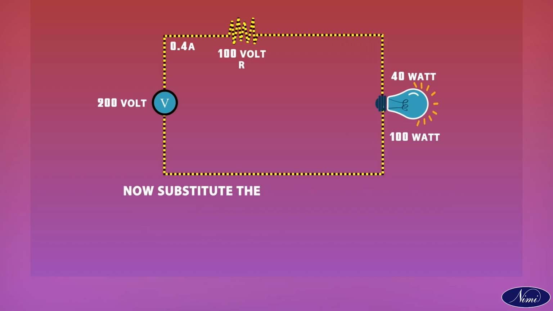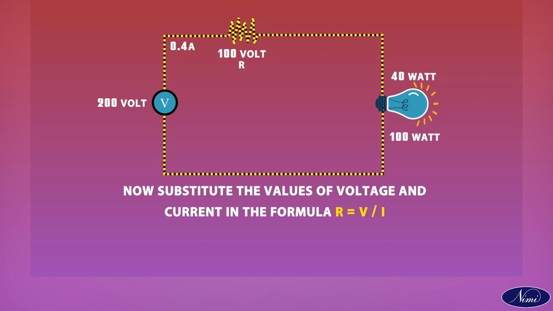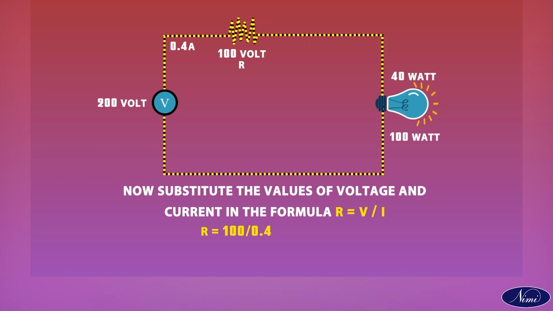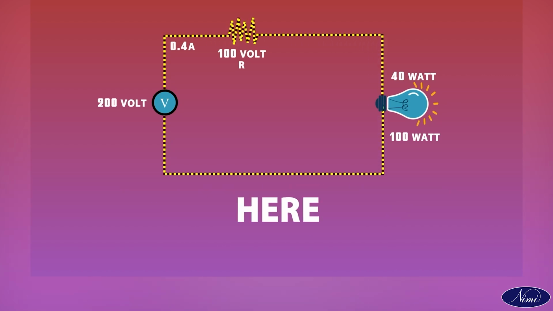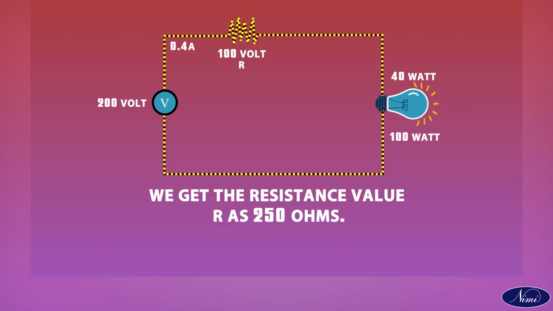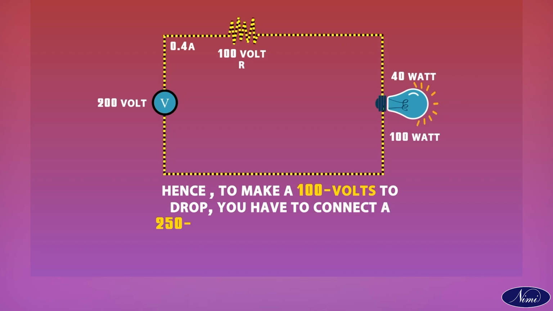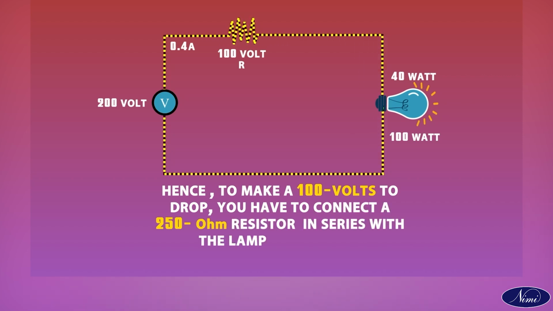Now substitute the values of voltage and current in the formula R is equal to V upon I. R is equal to 100 upon 0.4 equal to 250 ohms. Here, we get the resistance value R as 250 ohms. Hence, to make 100 volts drop, you have to connect a 250 ohm resistor in series with a lamp in this case.